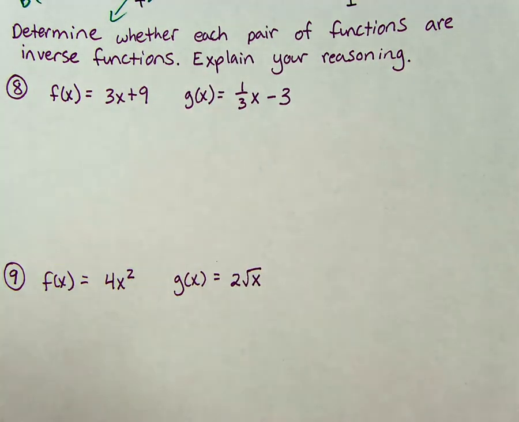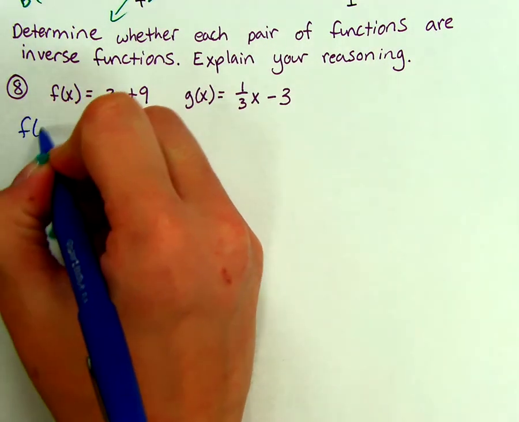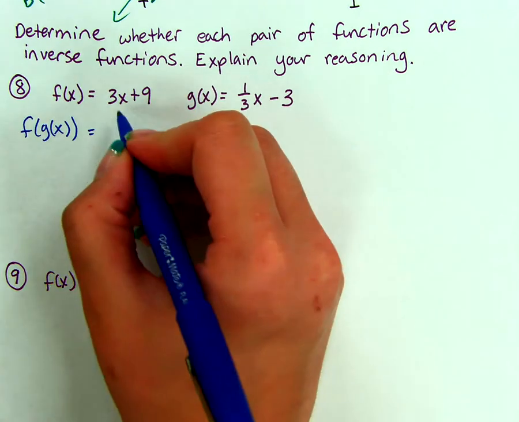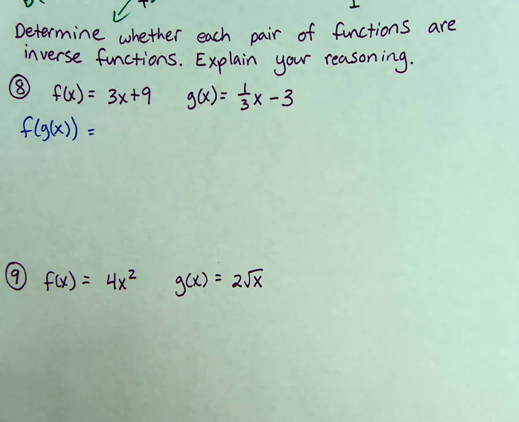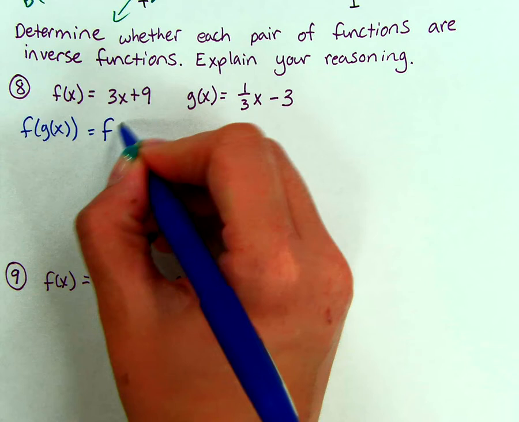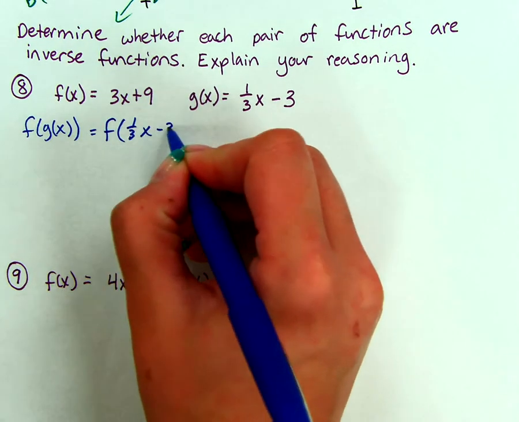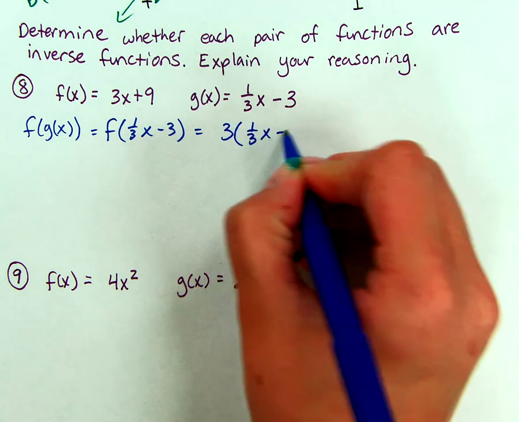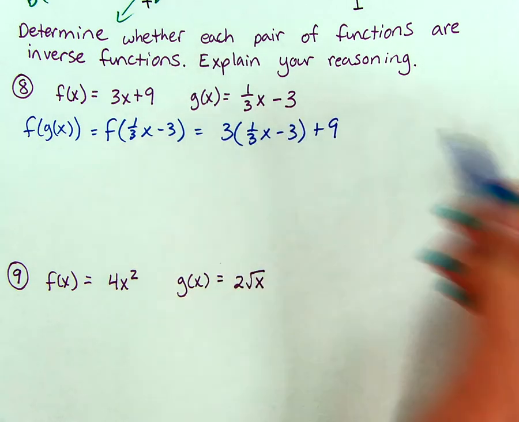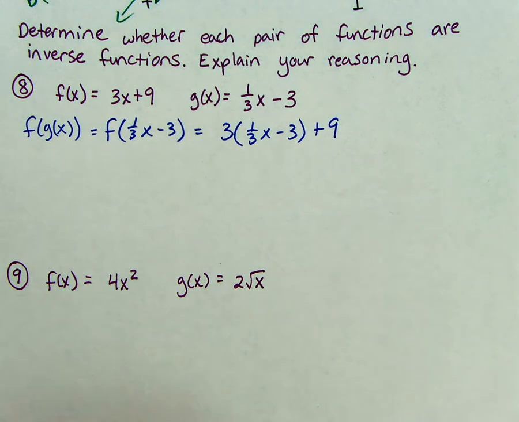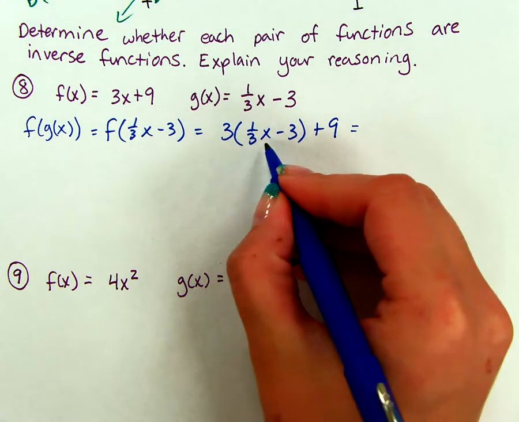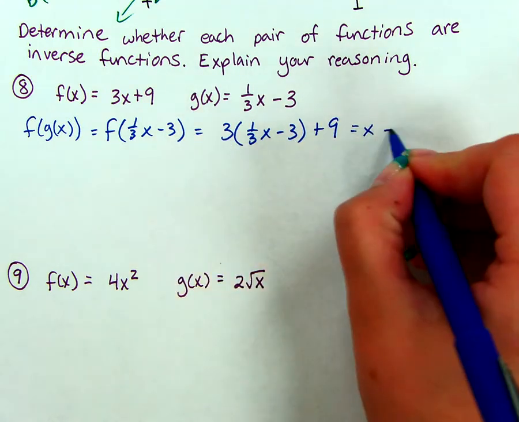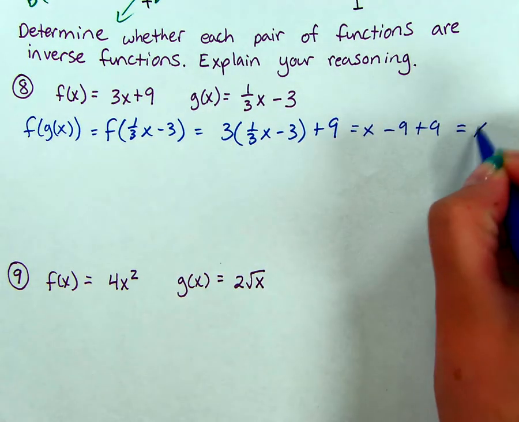All right, so let's start by doing f of g of x. Okay, so again, that means that we're going to take the g of x equation, substitute it into the x in the f of x equation. So we're doing f of 1/3 x minus 3. So again, that will be 3 times 1/3 x minus 3, and then plus 9. And then we just simplify to see if we get x. So 3 times 1/3 is going to be 1x. And then 3 times the negative 3 is negative 9 plus 9 equals x.